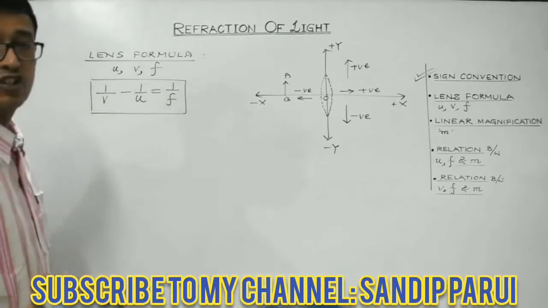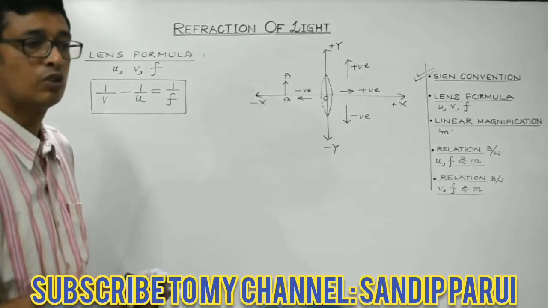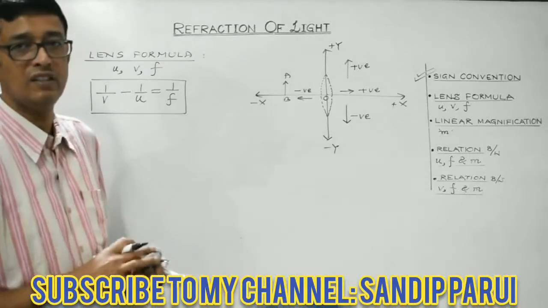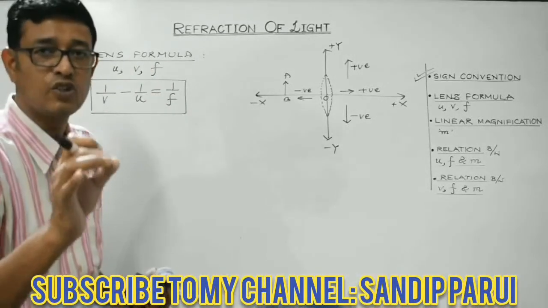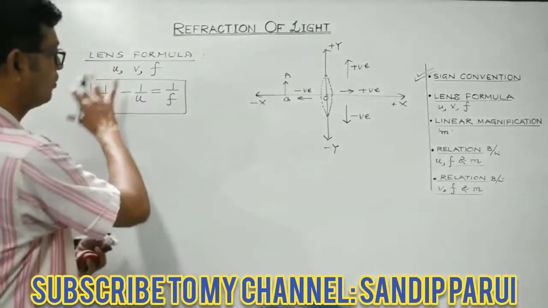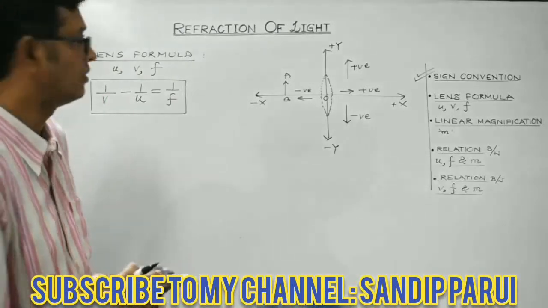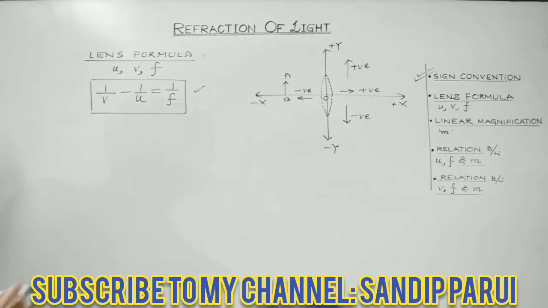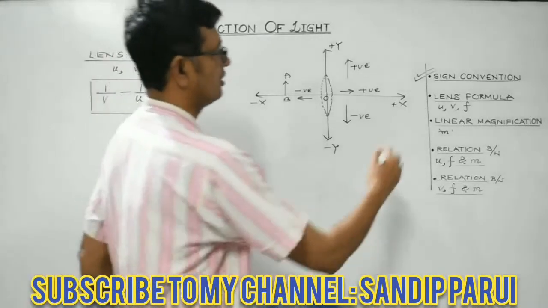In the next lecture, I will prove it mathematically, both in the case of concave lens as well as in the case of convex lens. So this formula remains valid irrespective of the nature of the lens, irrespective of the nature of the image. This formula always holds valid for any sort of lens, any sort of image. So this is known as lens formula. We'll try to derive this formula in the next session. Okay, so that's lens formula.